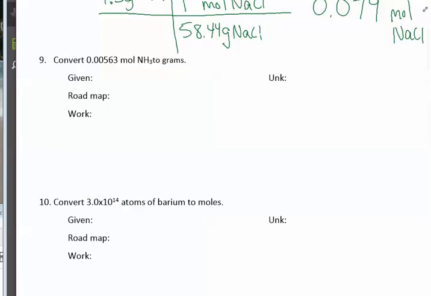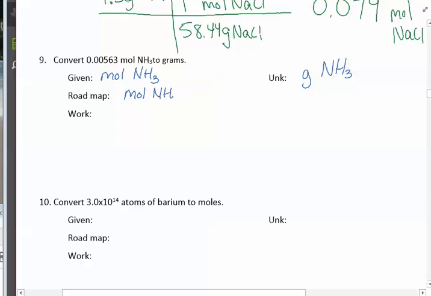In the next example, we're doing the opposite. We're given moles of NH3, which is ammonia, to grams of NH3. The reason why we most often use grams is because grams is something that's easy for us to measure. We can put it on the balance. We can very easily take the mass of it. So in this example, we're going to go from moles of NH3 to grams of NH3.